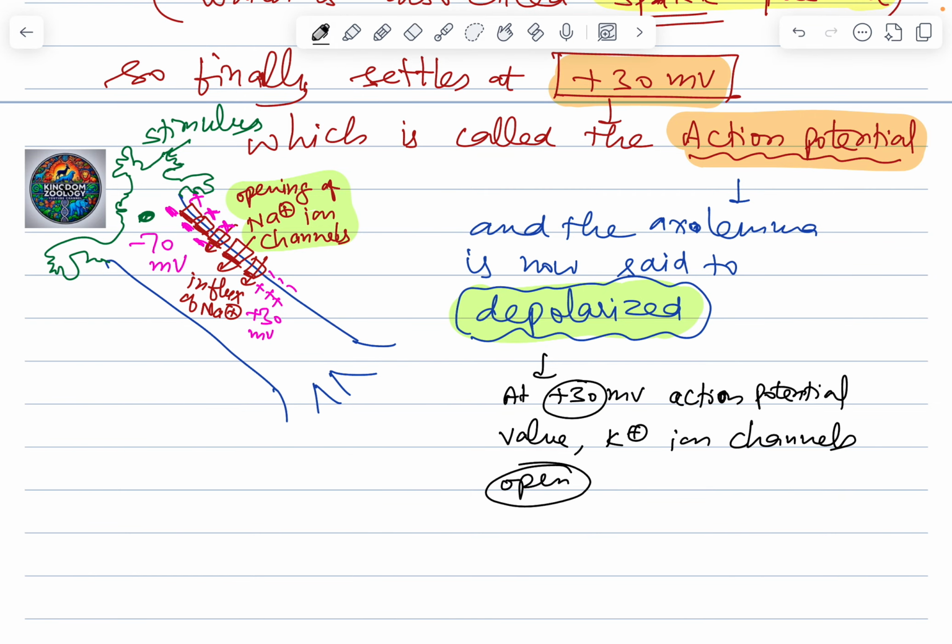These also now open. So here I am showing the opening of potassium ion channels.